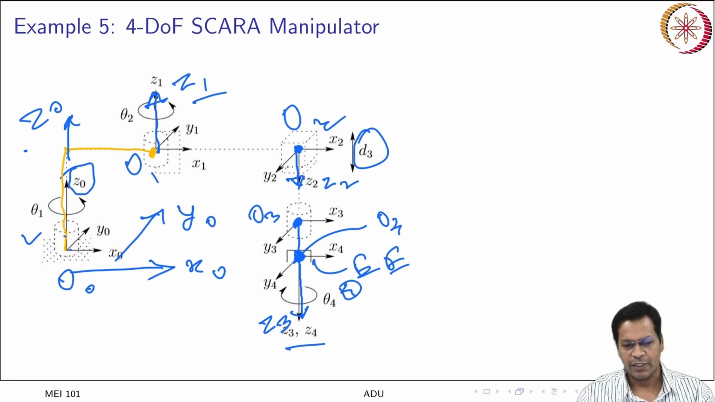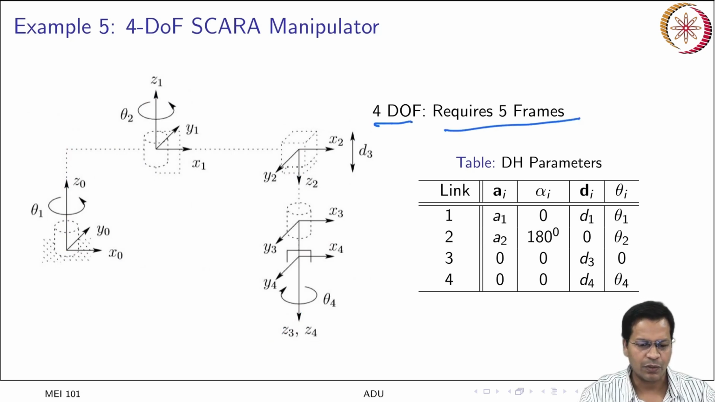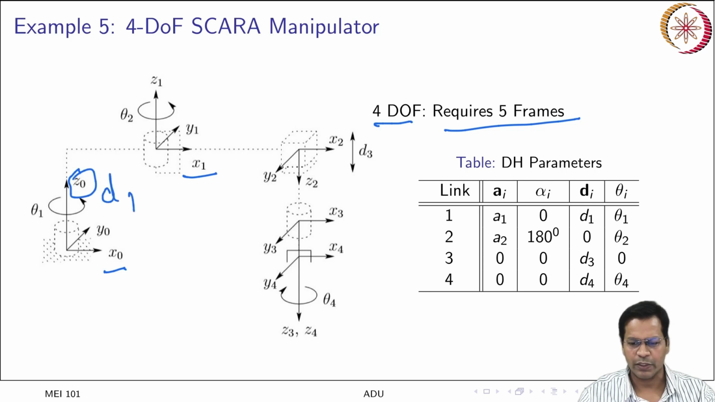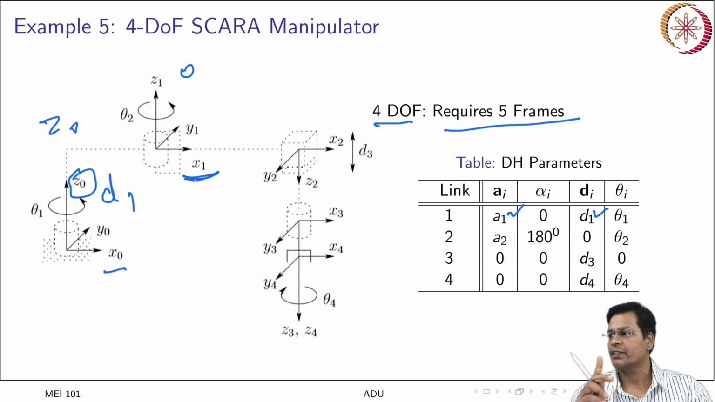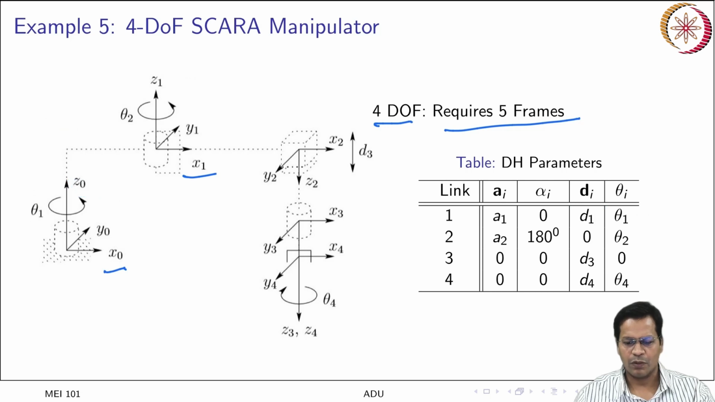So what are the offsets? 4 degrees of freedom requires 5 frames. So let me quickly find out all the offsets here. Going from X0 to X1 along the Z axis will be your offset, so this becomes your D1. Going from Z0 to Z1 along X1, that is your A1. Both the Z axes have no angle between them, so there is no twist, so it is 0. Theta 1 is the joint variable which is here. Got it? Hope you got it.